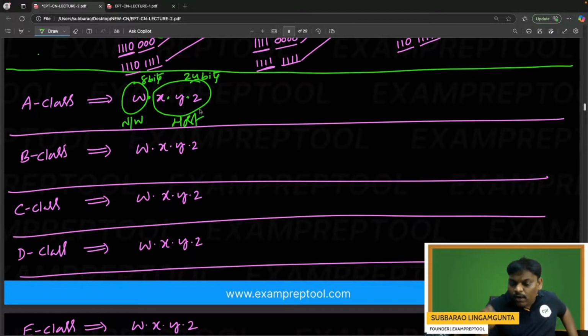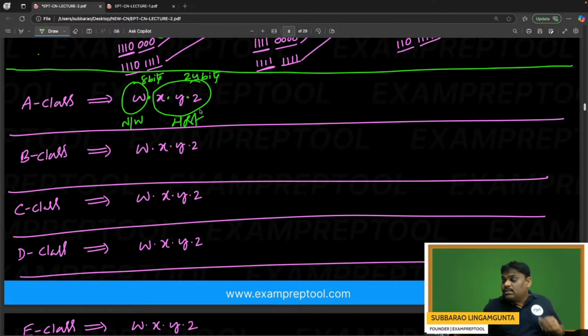So out of this 32, in class A, how many bits for network? Class A network. Network purpose, how many bits? 8 bits. Host purpose, how many? 24 bits. This is the next game.